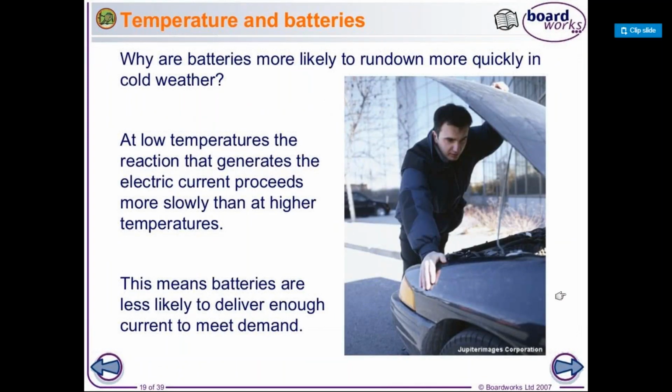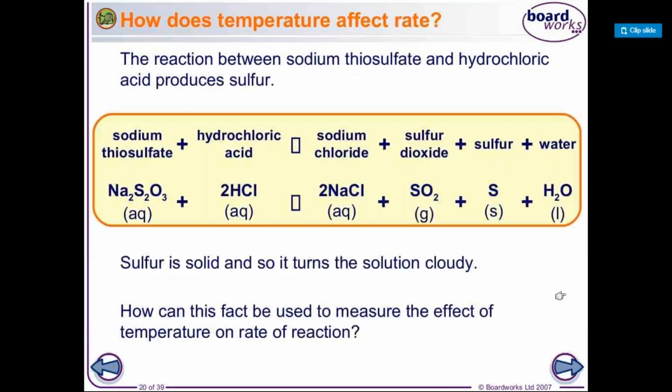Why is a battery more likely to run down more quickly in cold weather? At low temperatures, the reaction that generates the electric current proceeds more slowly than at higher temperatures. This means that batteries are less likely to leave enough current to meet demand.